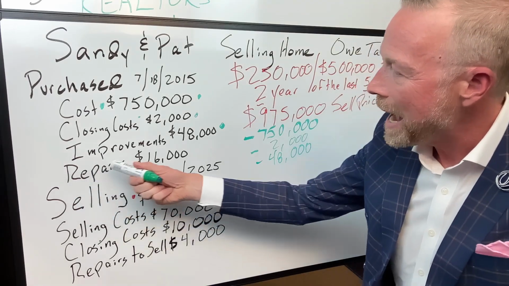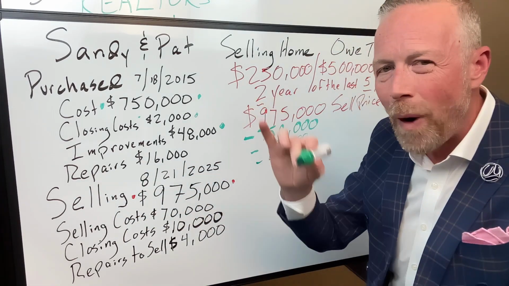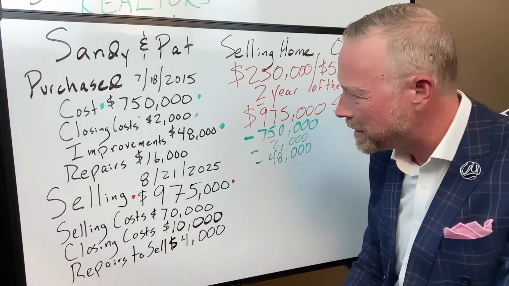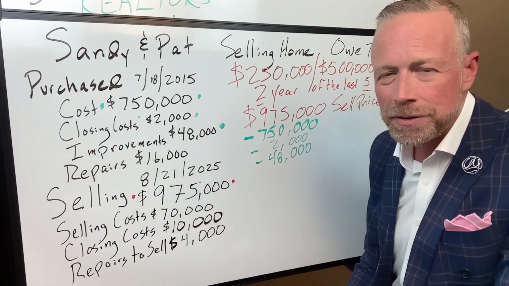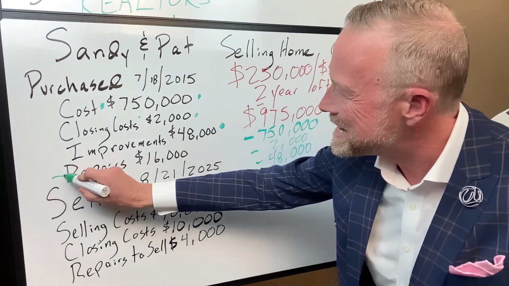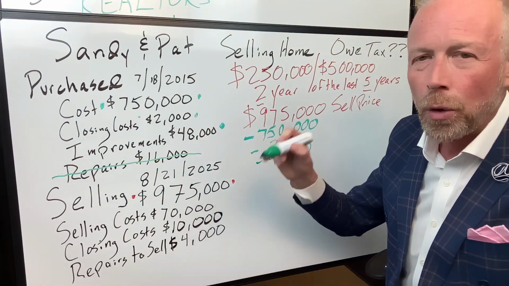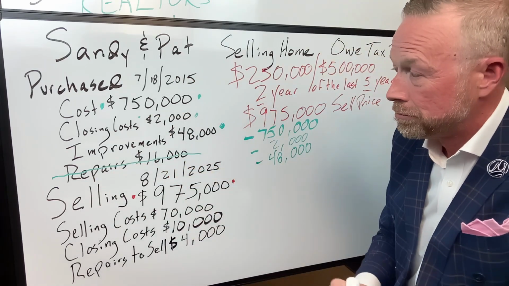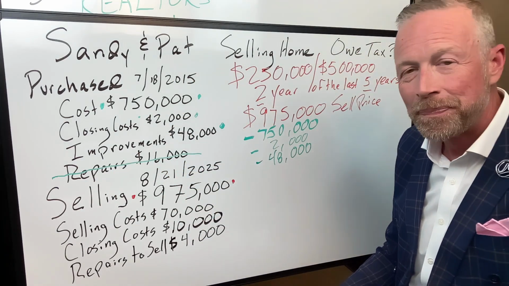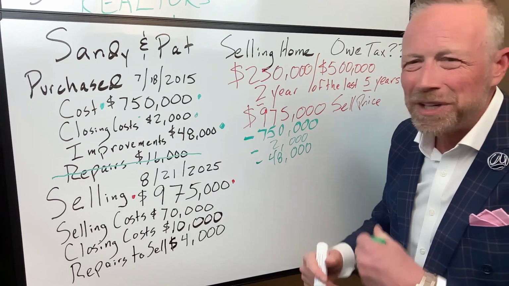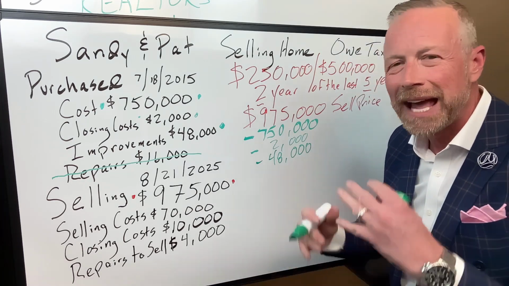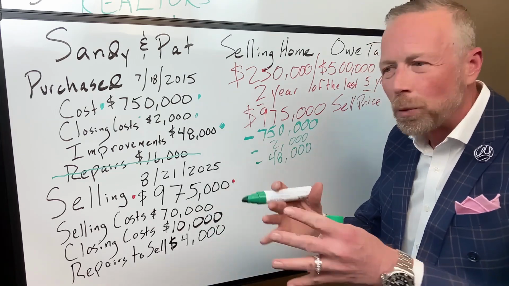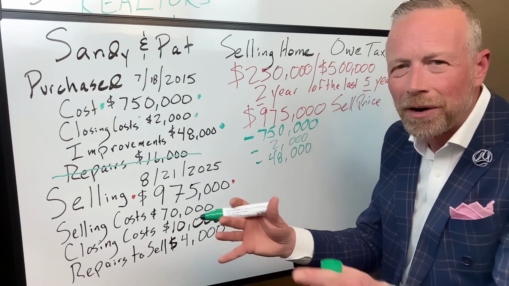And now we had repairs while they owned it. They bought it in 15, they sold it in 25, they've been there 10 years. They tracked all their repairs. Well, that does not count. Repairs during ownership do not count, so we don't get to subtract it. That's basically the only thing. Utilities don't count, insurance doesn't count during ownership. Costs to just own it, run it, repair it, mow it, those costs aren't going to count at all in this equation.